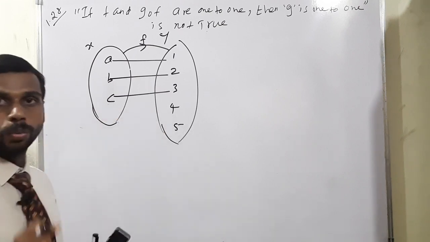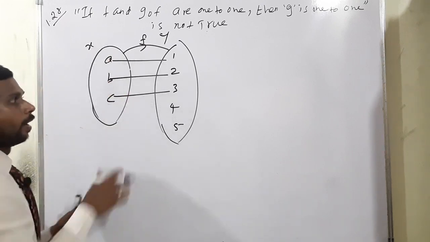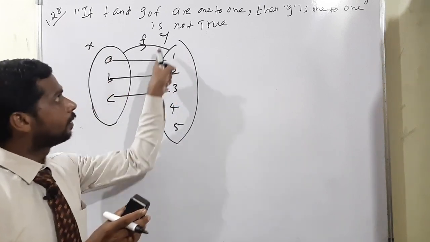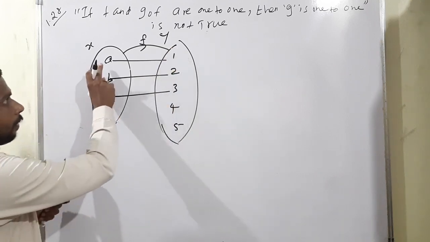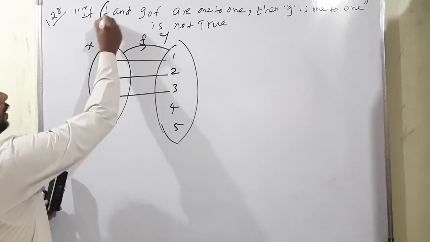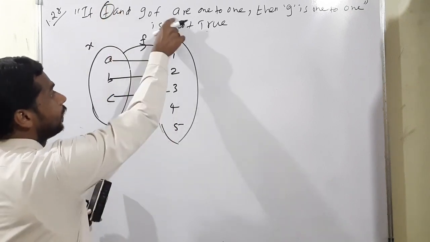What is the definition of 1 to 1? Different elements of X have different images in Y. It's clear, no? This is correct. Therefore, definitely we can say, comparing the function f, this is the f, we can say it is 1 to 1. At the same time, g dot f also.